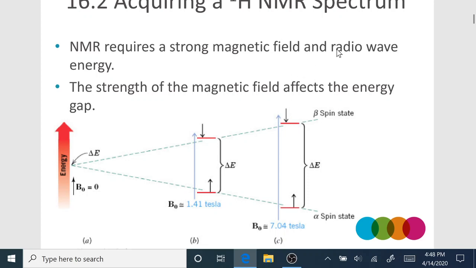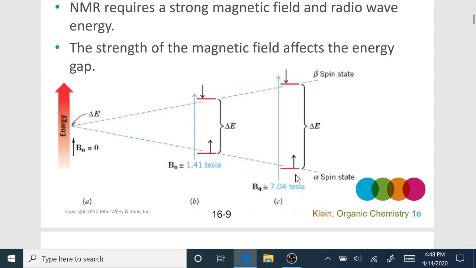So we use a magnetic field and radio frequency energy. We bombard that molecule with radio frequency energy in the presence of that magnetic field. Again, it can align with the field or against the field. And the larger the magnetic field, the larger the energy gap.